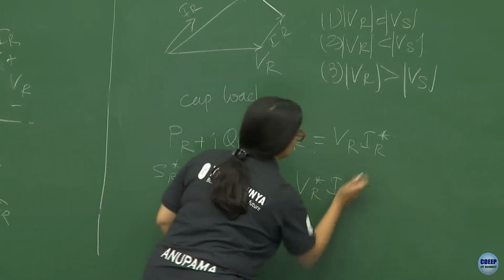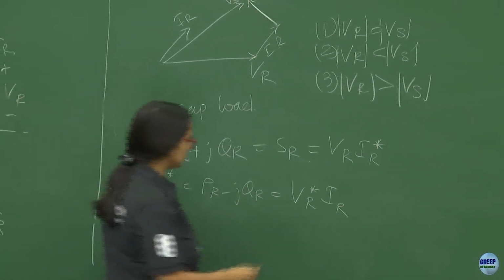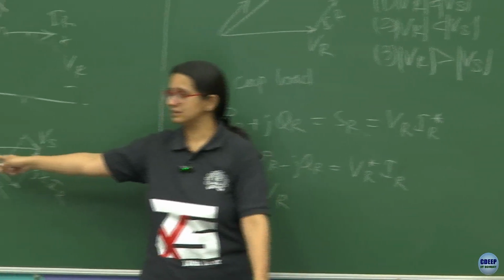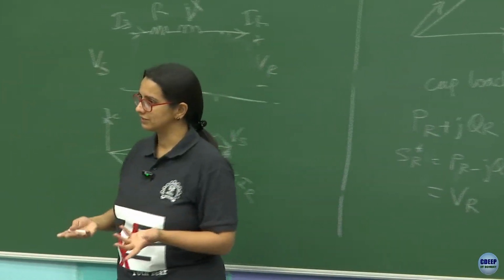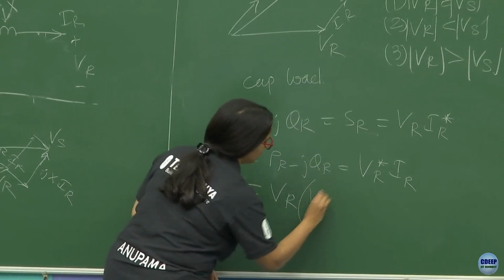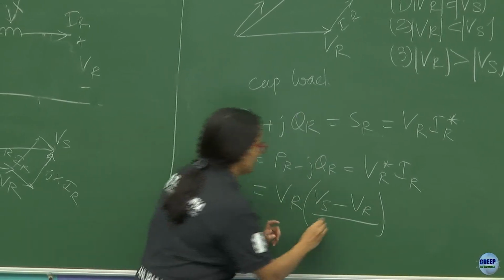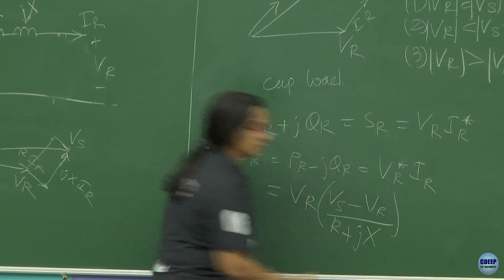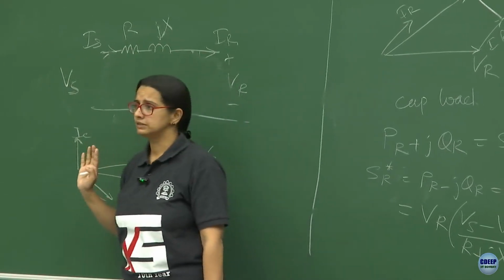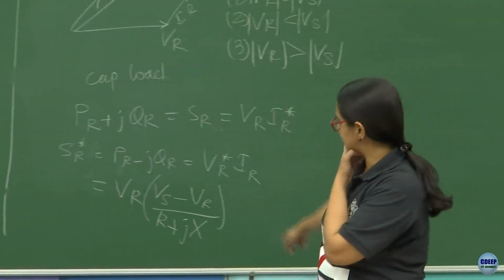And this IR, I will further write as VR, my reference, so whether you take the complex conjugate or not doesn't matter. IR I could write in terms of VS minus VR divided by R plus jX, correct? That's it. Now where do I go from here?